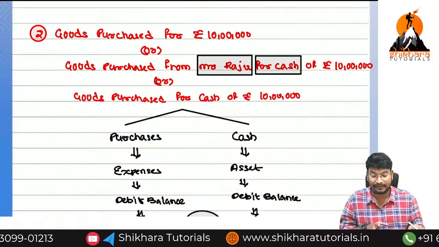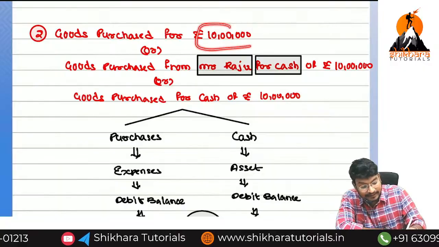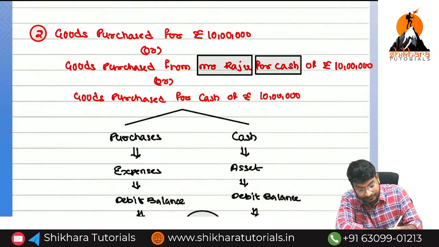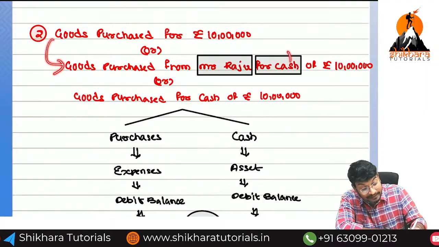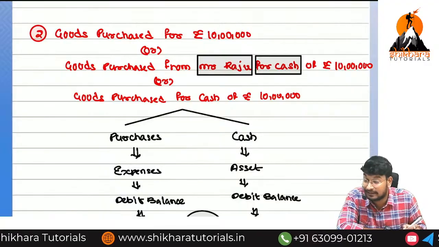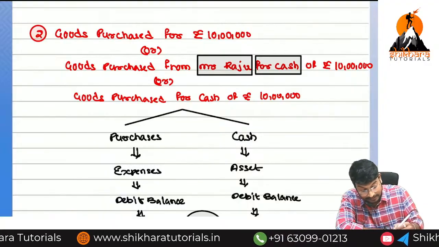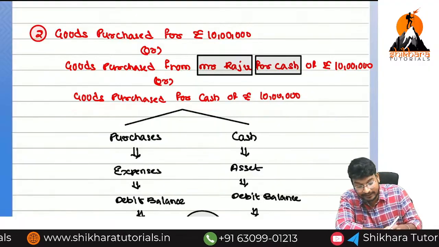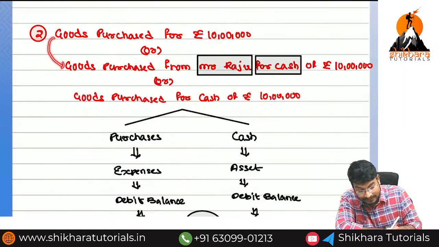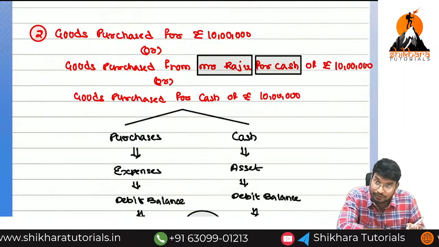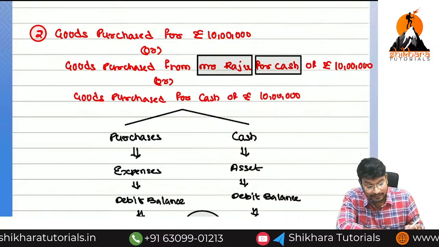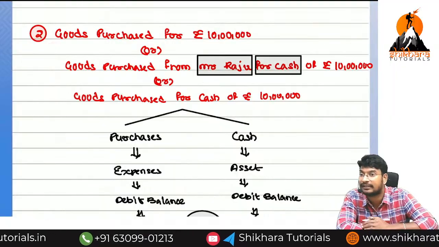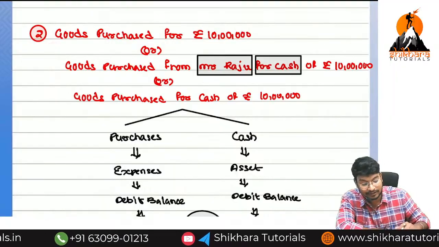Next, what is the second journal entry? Goods purchased for rupees 10 lakhs. The same transaction can be asked in the manner of goods purchased from Mr. Raju for cash. Is this a cash transaction or a credit transaction? Cash transaction. Or they can ask goods purchased for cash of rupees 10 lakhs. These three are the same transactions. The same outcomes will come into the picture.